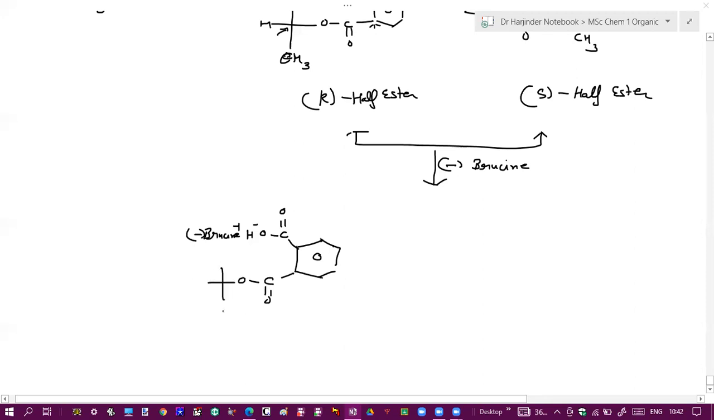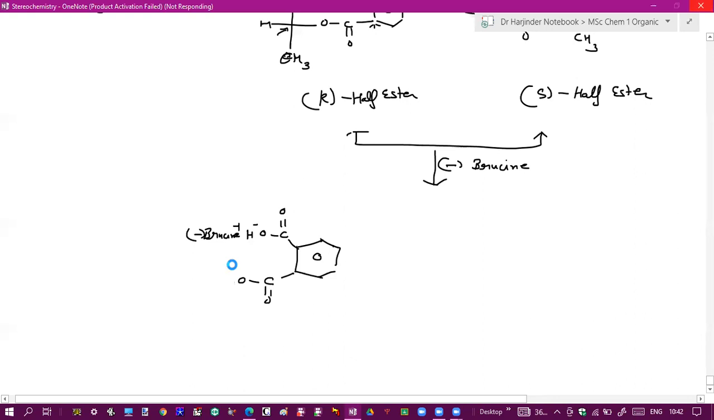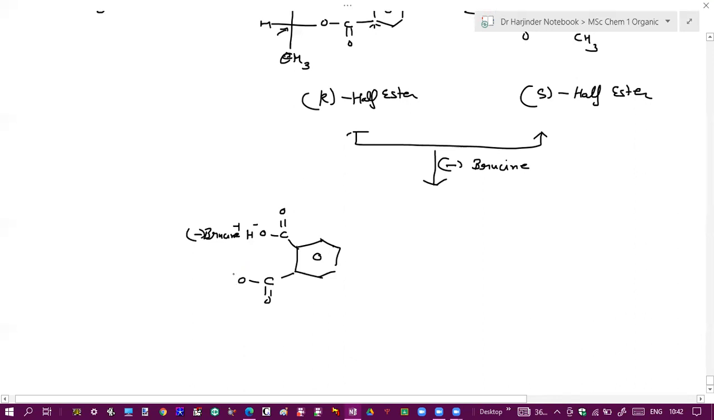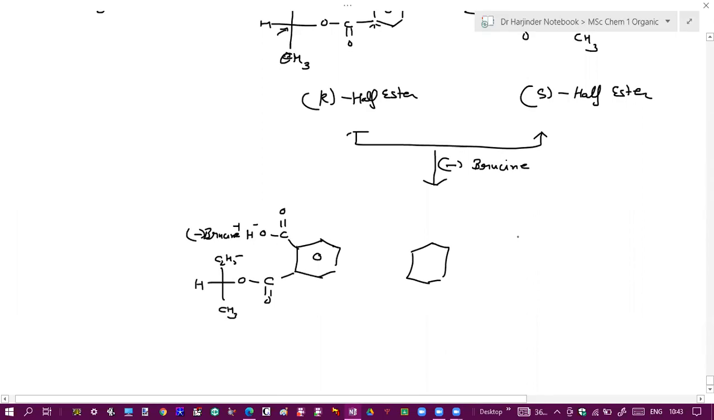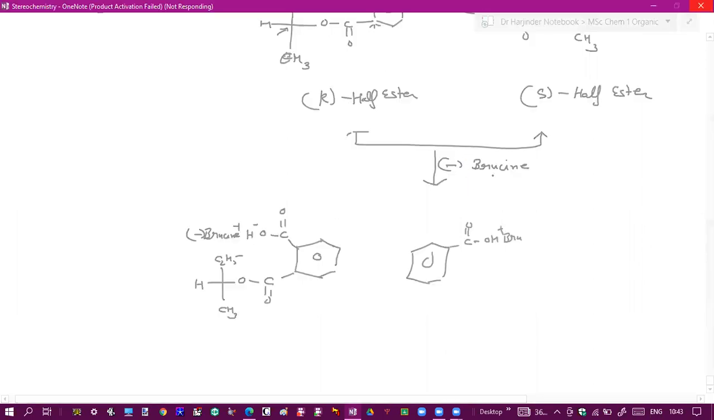These are absolutely simple things, if you understand a little, it's very easy. So it will come this one. And similarly, this negative brucine will react with this S enantiomer. It will become OH positive brucine. Why positive brucine? Because brucine is a nitrogen containing alkaloid. So it will take H plus ion from carboxylic group.